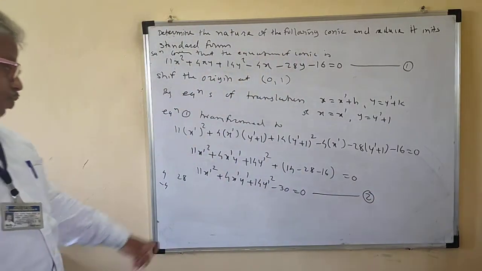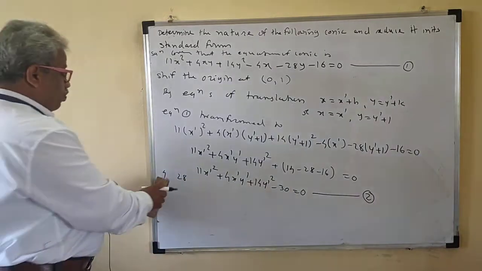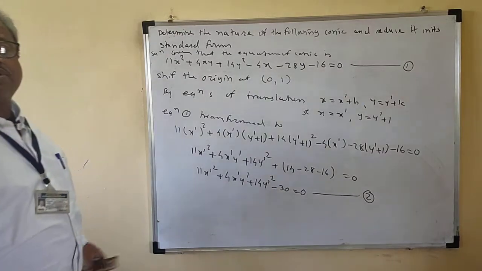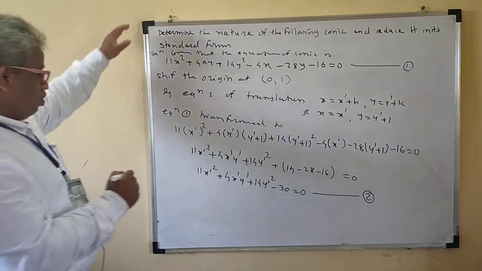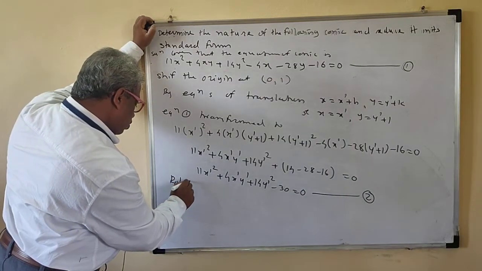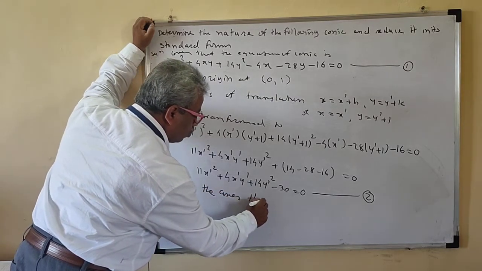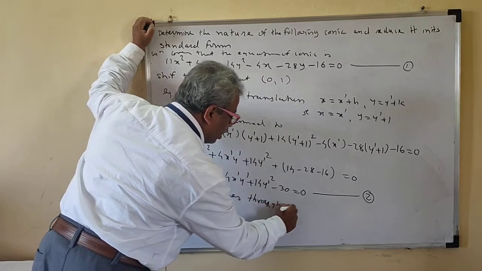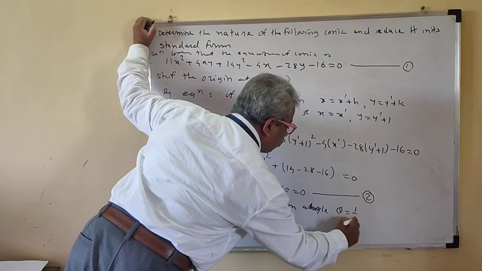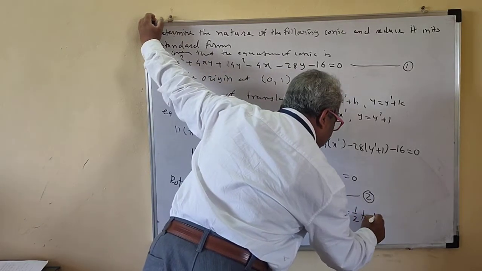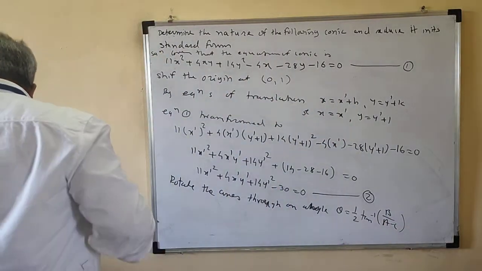What do we have to do now? We have to remove the product term. You know how to remove the product term. To remove the product term, you have to rotate the axes through an angle theta equal to 1/2 tan inverse of b upon a minus c. You know that this is the formula.